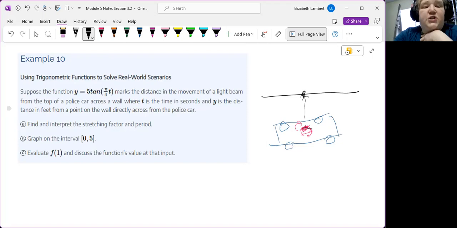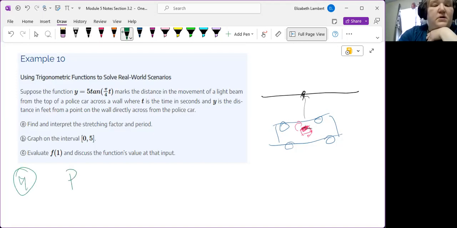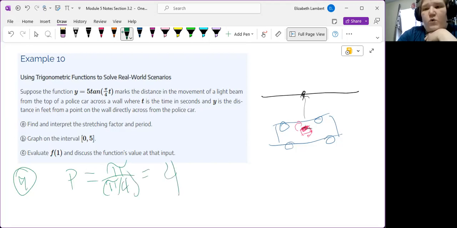They said find and interpret the stretching factor and the period. Okay, so our stretching factor, let's start with our period first. So the period is pi, because it's a tangent graph, over pi over 4. So our period is 4.